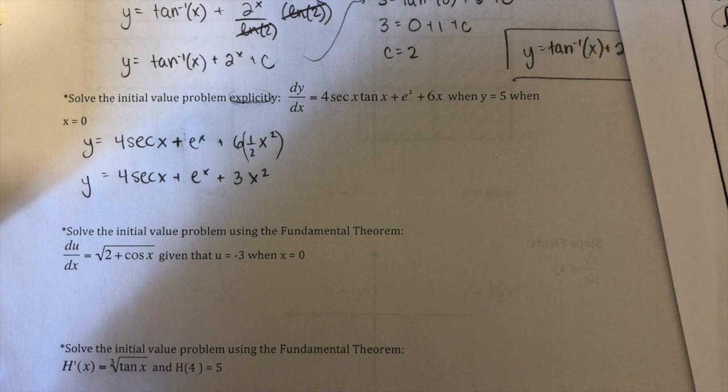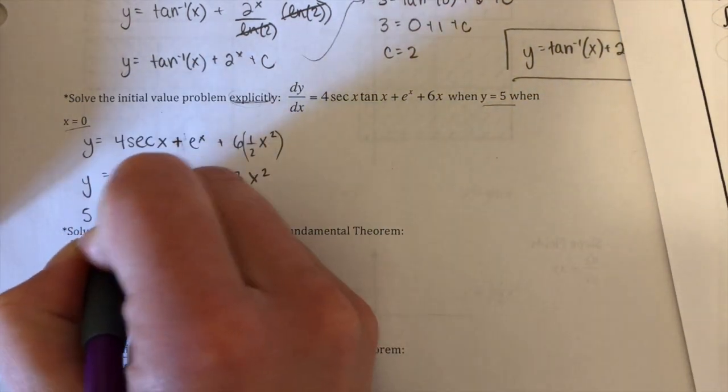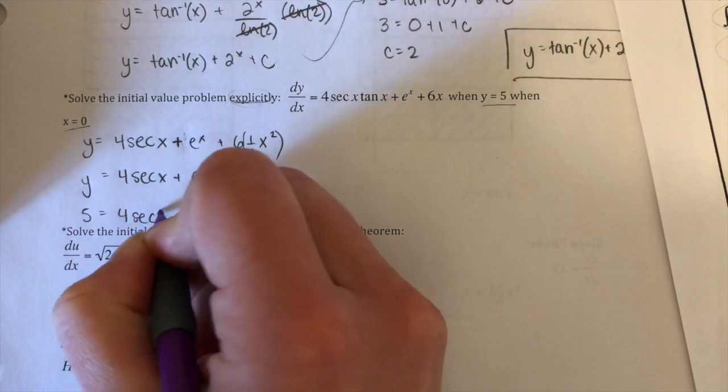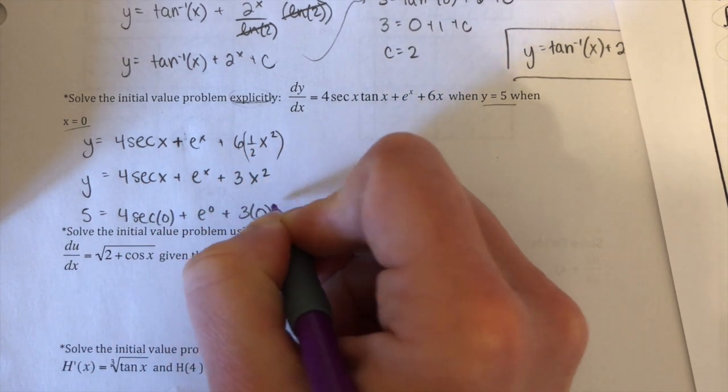So then we have to figure out, okay, what is our actual c value? So we're going to plug in these values. So y equals 5 when x equals 0. So 5 equals 4 secant of 0 plus e to the 0 plus 3 times 0 squared.